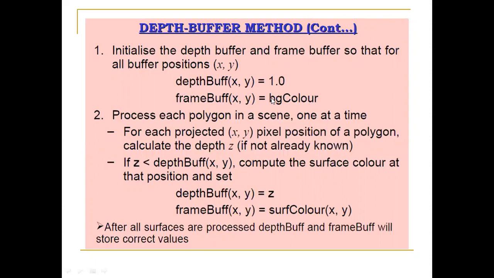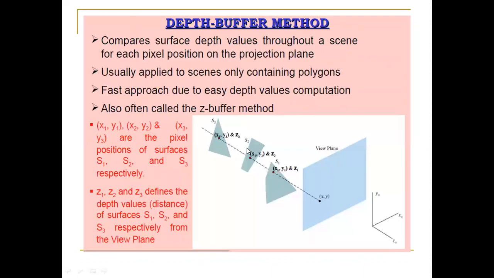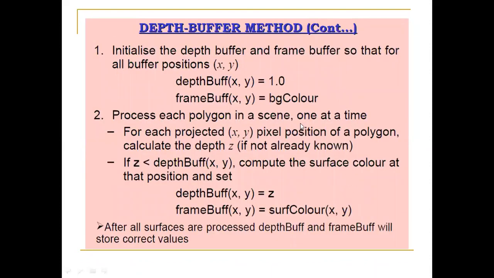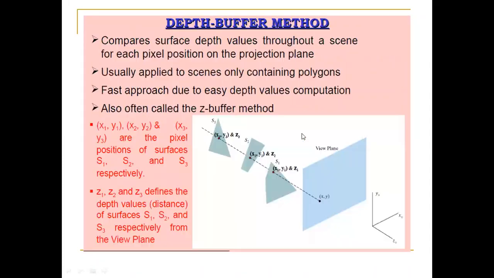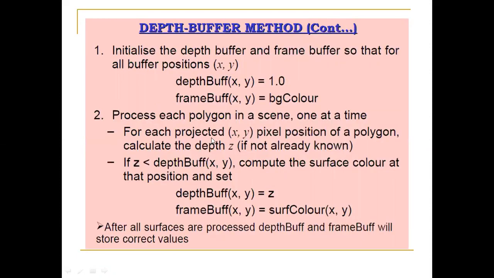So I'm making the depth buffer as 1, and the frame buffer will be equal to the background color. Whatever the background color is, I'm setting that for my frame buffer. Then I'll process each polygon in a scene one at a time. Initially I make my depth buffer 1 and set my frame buffer to the background color. Then I take the first surface in the scene.